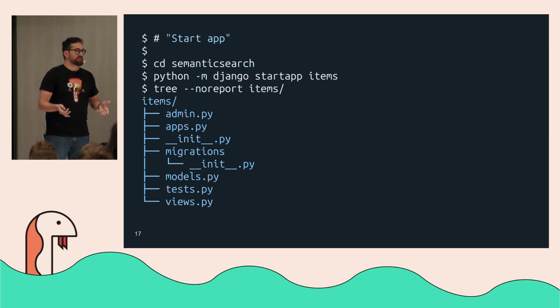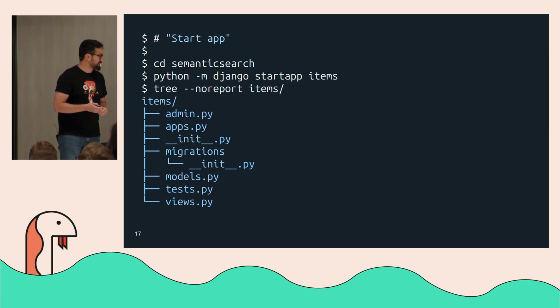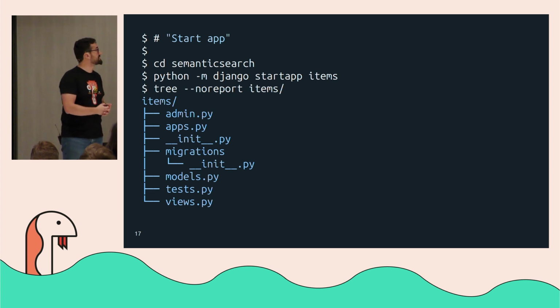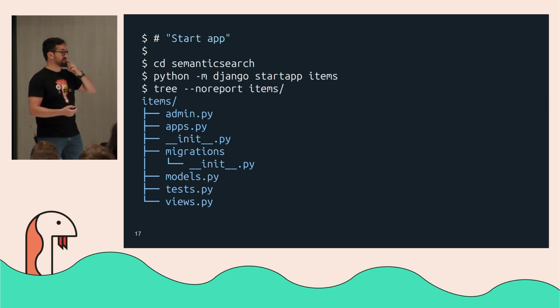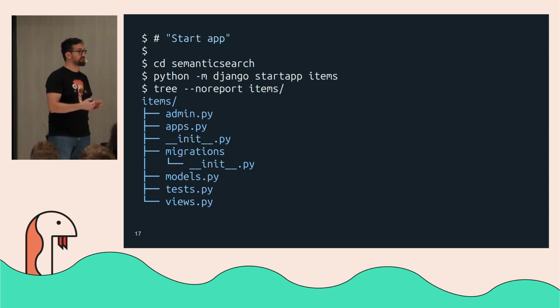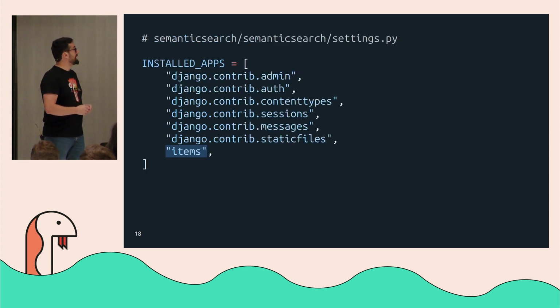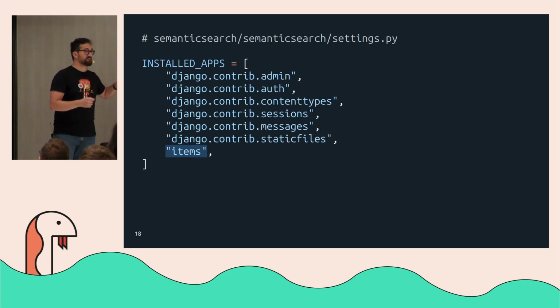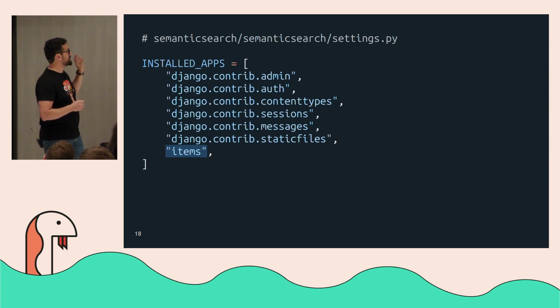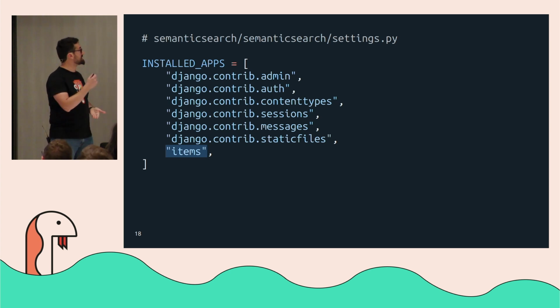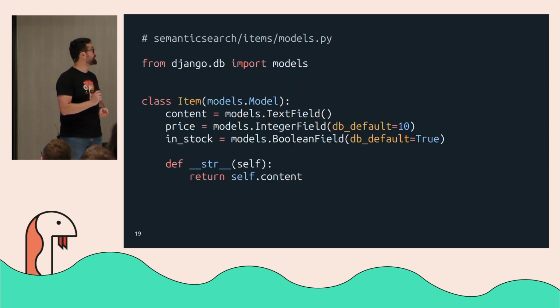Inside the original project, we are going to create some object we want to store in the database. In this case, it's items, simple items. So we create a separate app to store this item. And as I said before, we need to modify the settings file only to add the items app we just created to the list of installed apps.